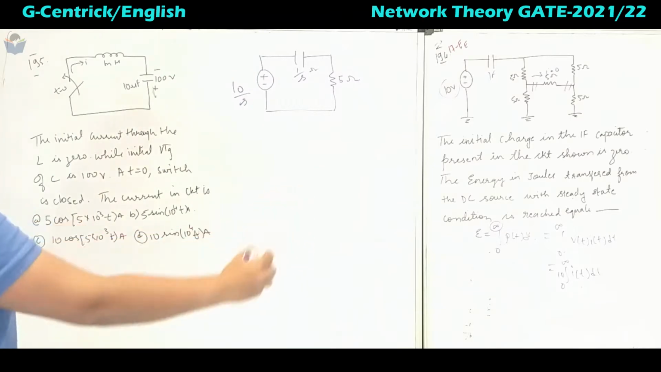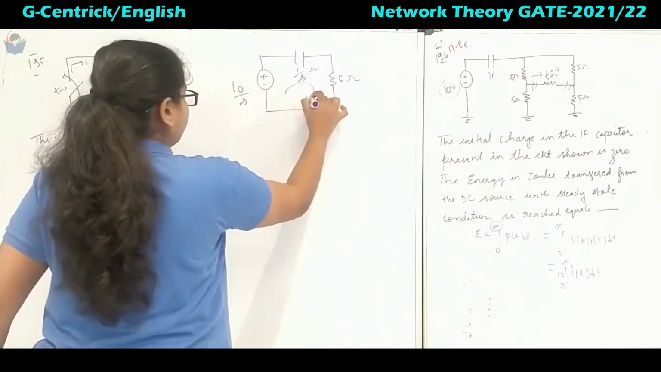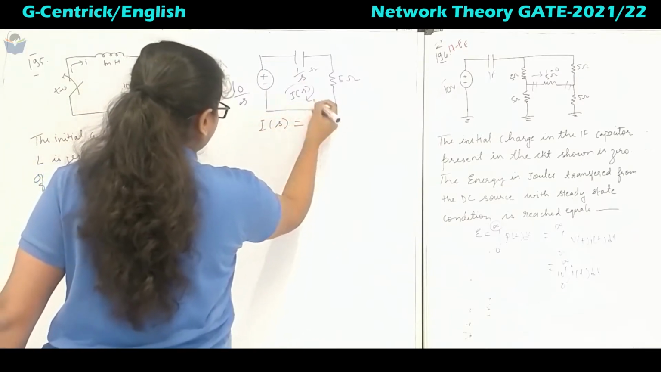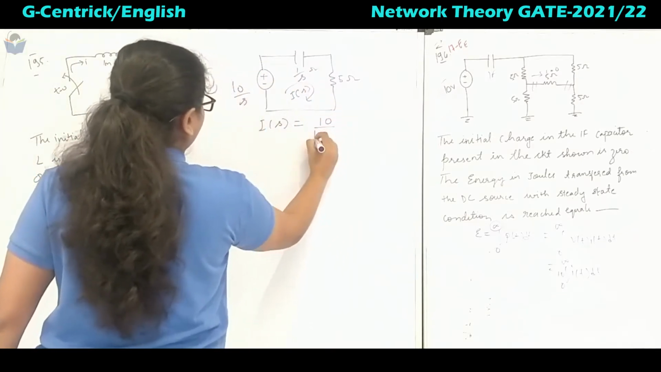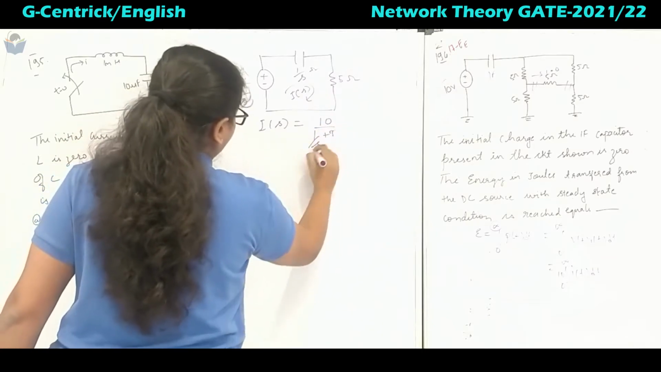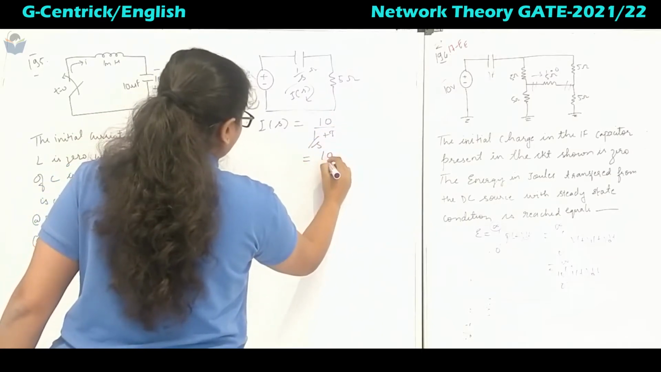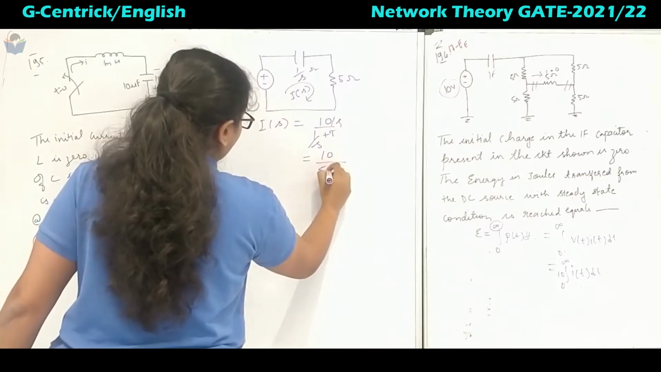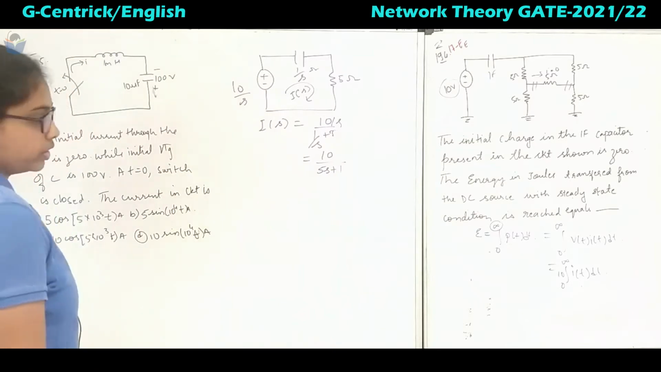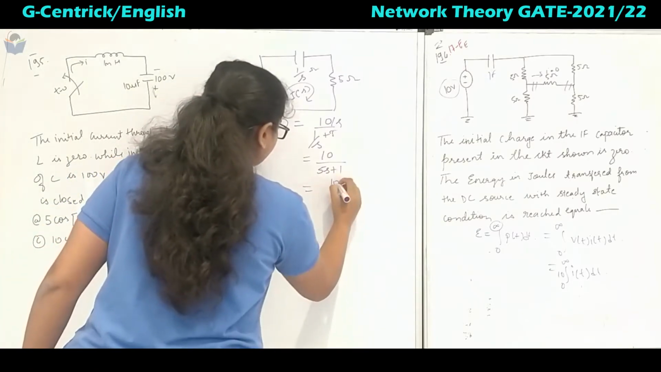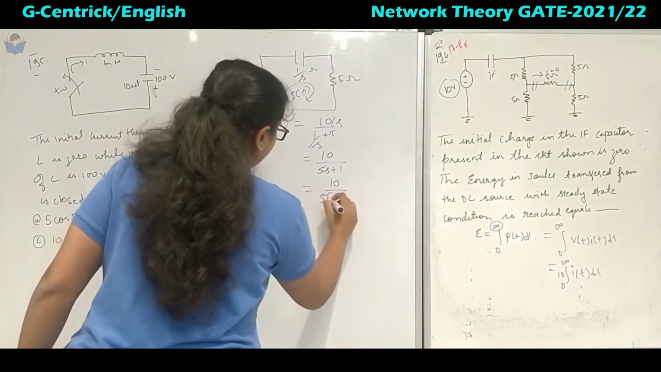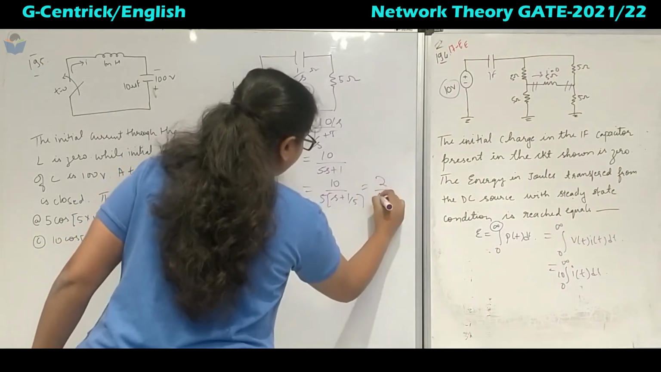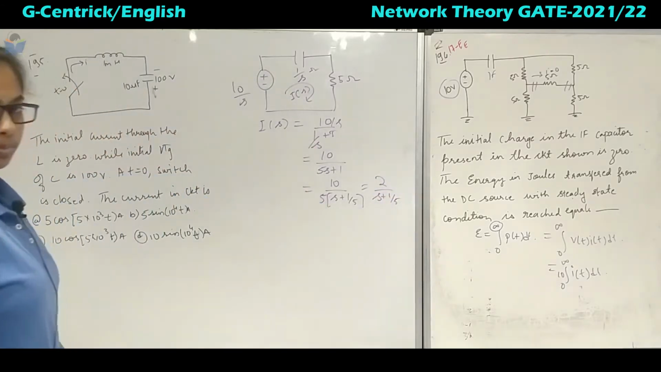Now we have to find I of t. So for that, this is I of S. I of S is nothing but 10 divided by (1 by S plus 5). So you take the LCM. This is 10 by S, so the S gets cancelled. It will be 5S plus 1. Take 5 common. So when you take 5 common, it will be S plus 1 over 5, and this is 2 divided by S plus 1 by 5.